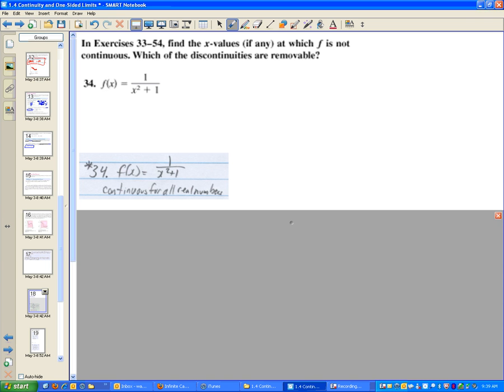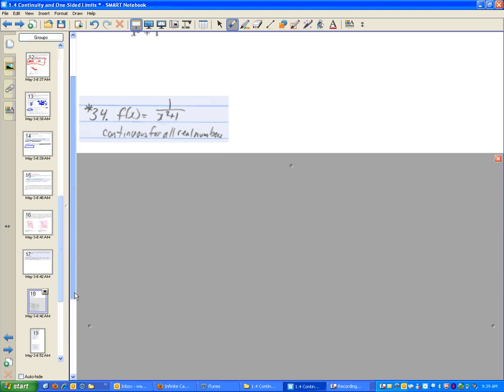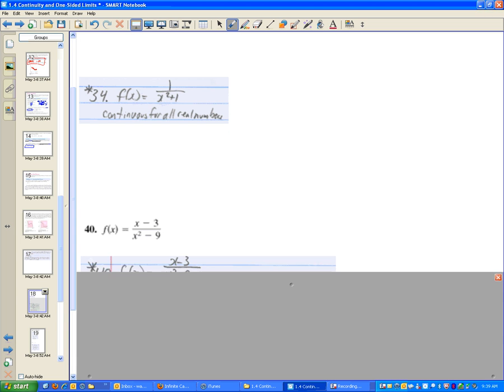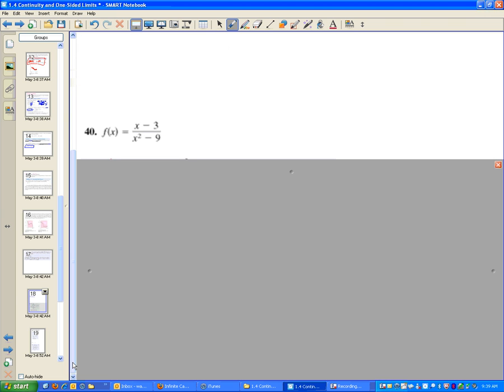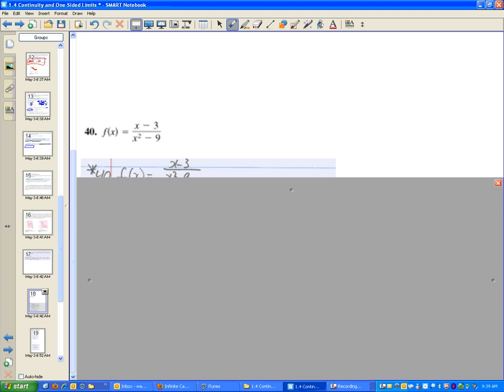That was boring, continuous everywhere. Let's try one a little better. Number 40. All right, most of you already see 3. Where else is this function discontinuous? Negative 3. If you're having trouble seeing that, that's okay.